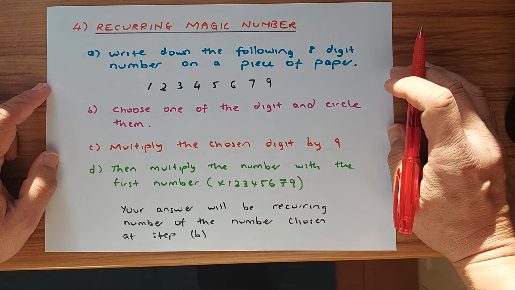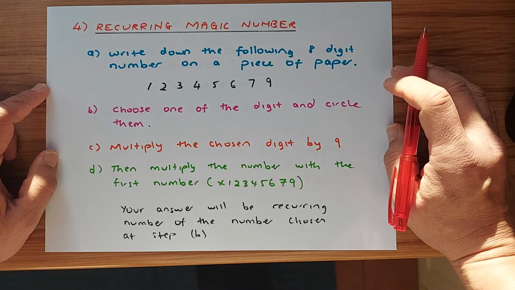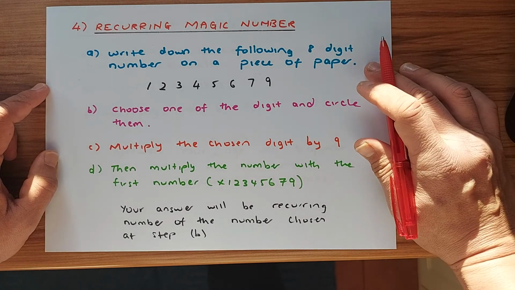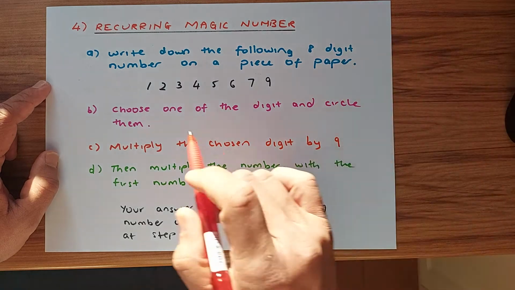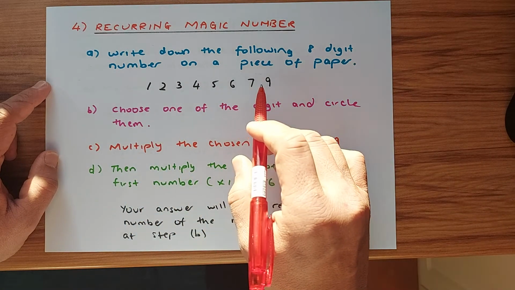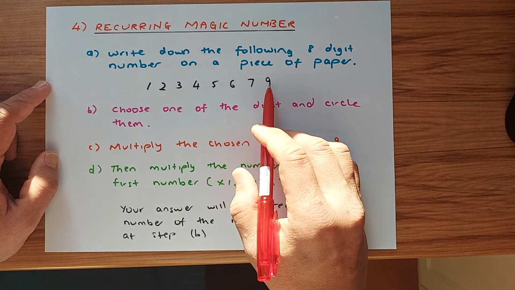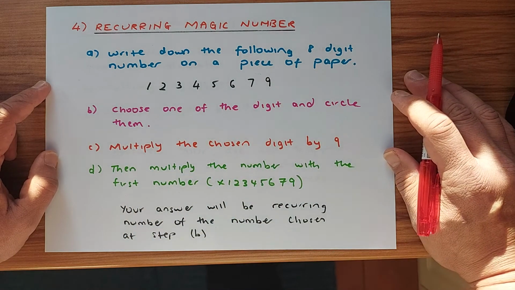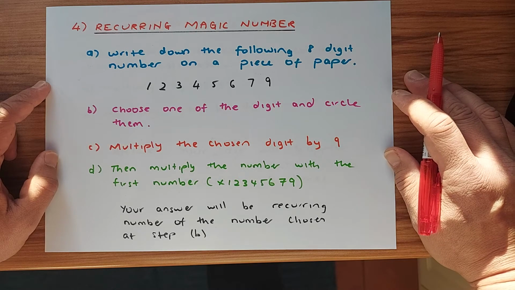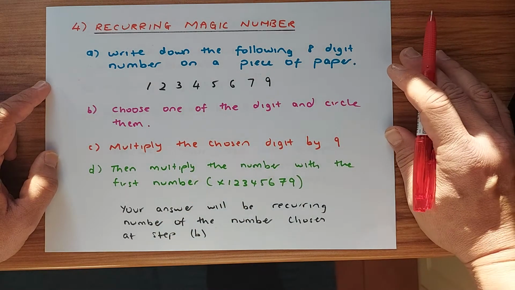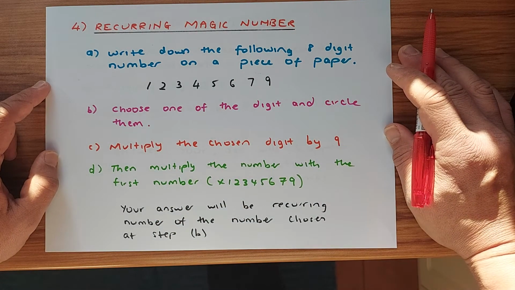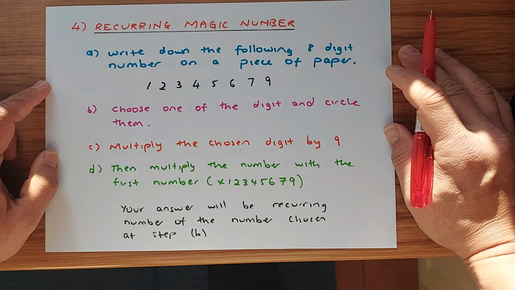It's called the recurring magic number. Write down the following 8-digit number on a piece of paper. So 1, 2, 3, 4, 5, 6, 7, you miss the 8, and a 9. So 1, 2, 3, 4, 5, 6, 7 and a 9. Once you've done it, circle any of the numbers. It could be 4, it could be 7, it could be 9, it could be anything. So far, so good? Choose one number. Have you done it? Great.